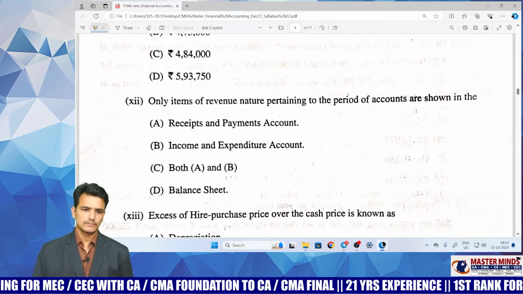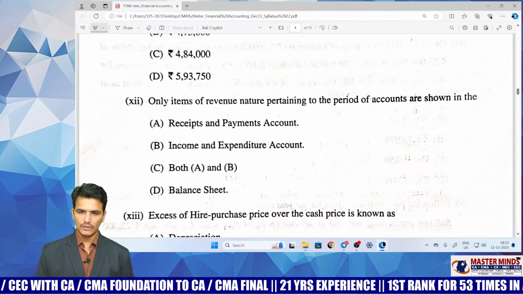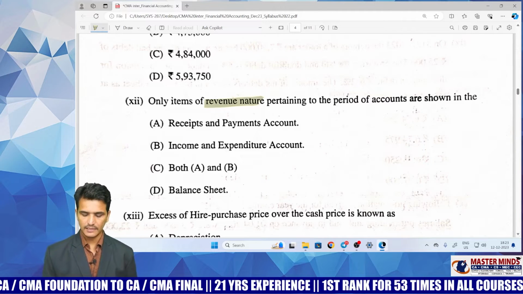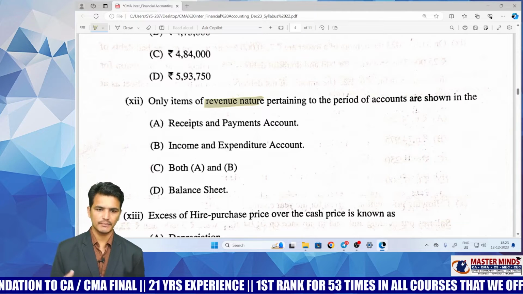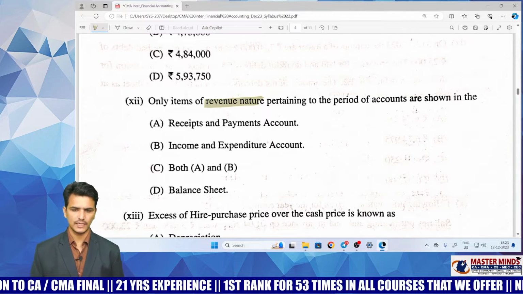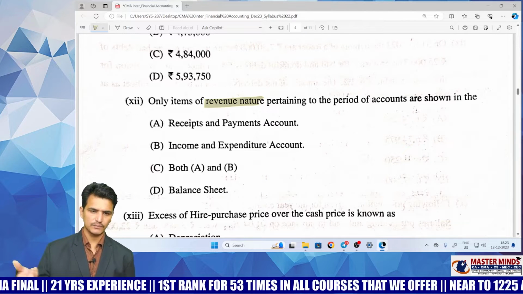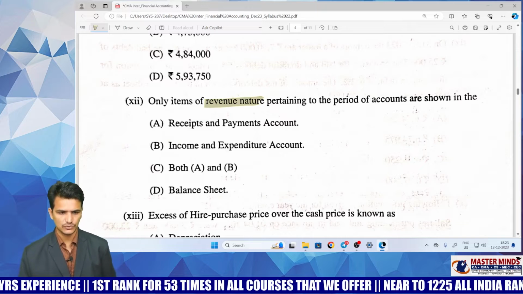Next they have given a question from non-profit organization based on the theory. Generally, revenue nature items are shown in the receipts and payments account, or income and expenditure account, or both A and B, or balance sheet. This is a question given directly from the theory. So if you have gone through the theory, you can easily answer this question.